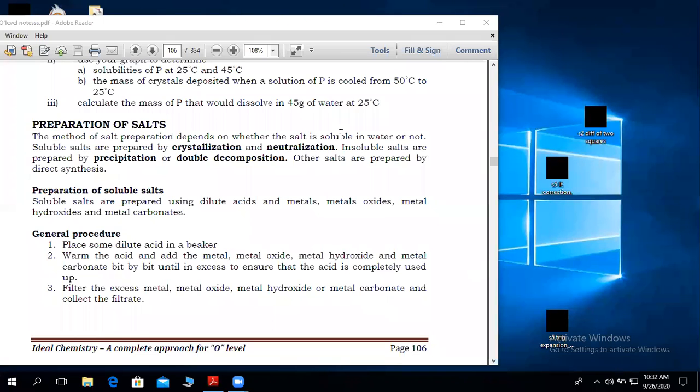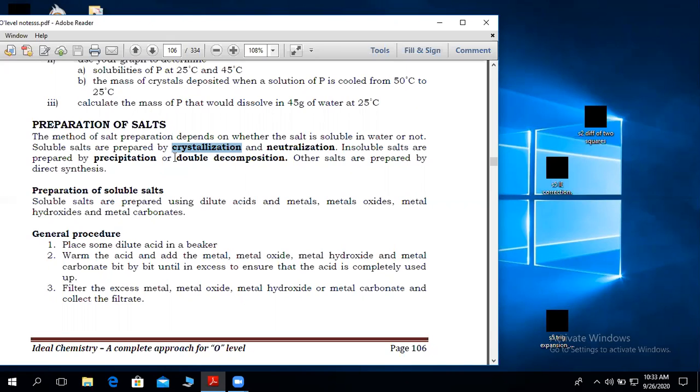Then crystallization, all the other salts that are soluble in water, they are prepared by crystallization. For example, zinc sulfate, zinc chloride, zinc nitrate, copper 2 nitrate. Then all the insoluble salts, they are prepared by double decomposition or precipitation. Example, the example that I had given you, lead 2 nitrate.